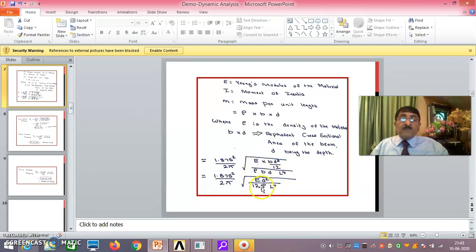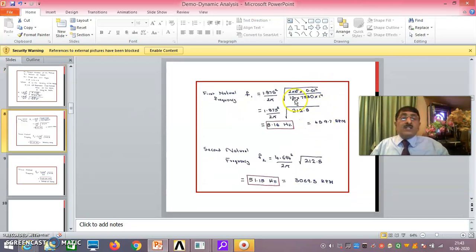If you simplify, E BD will get cancelled: E D squared by 12 rho L to the power of 4. This you remember, this will remain the same. If you substitute, these are all constant, no? E will be constant, D squared will be constant, 0.01 squared, this 12 is constant, 7830 is constant, 1 to the power of 4. You will get 212.8 only.